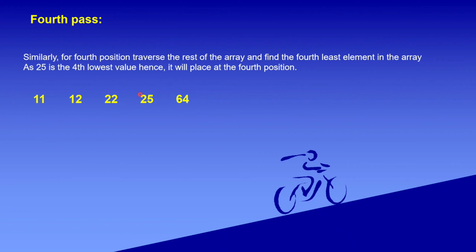In this whole array, only two elements are there. So 25 is the lowest value and 64 is the highest value than the 25. So it is sorted. It is complete. This is the process. This is the algorithm of the sorted array.